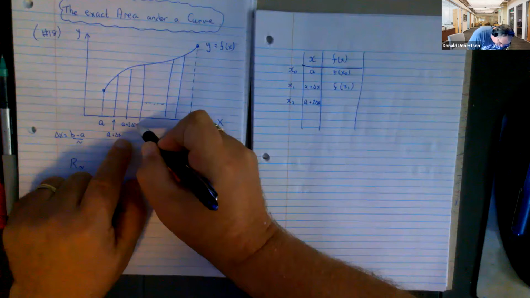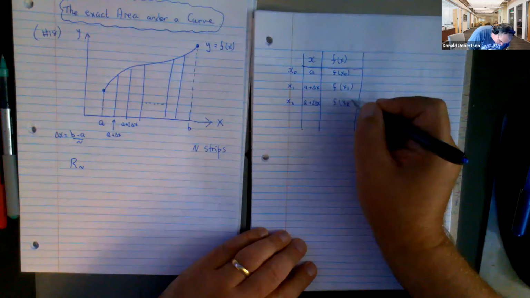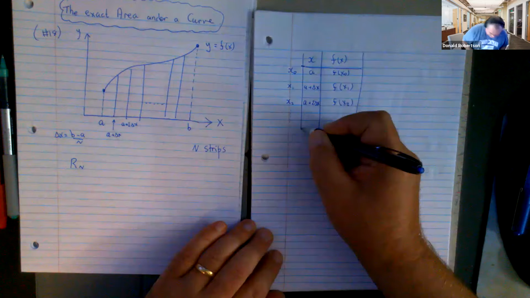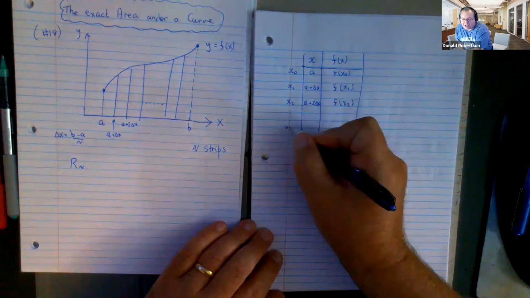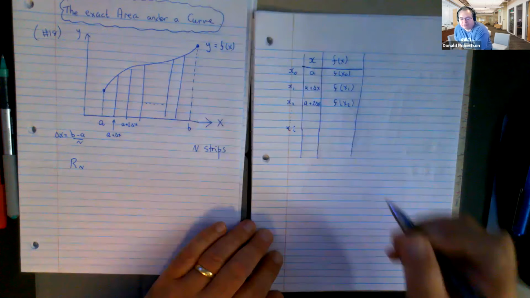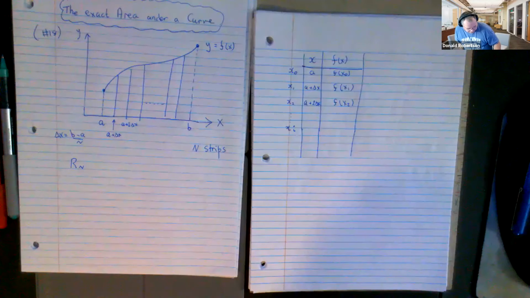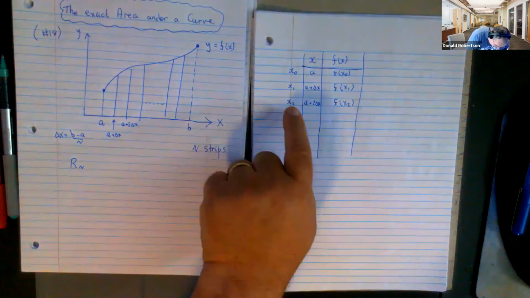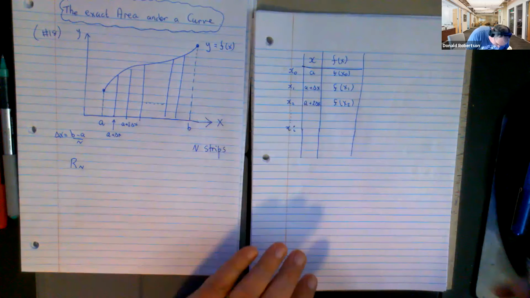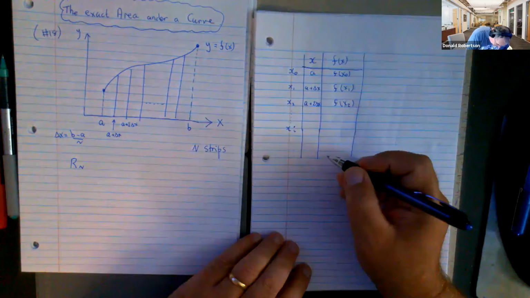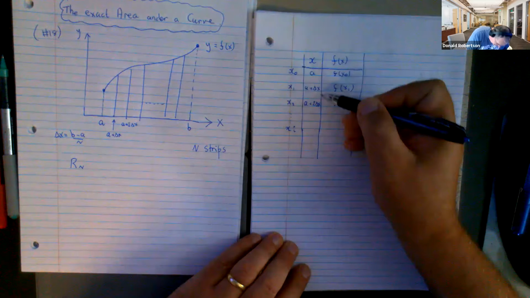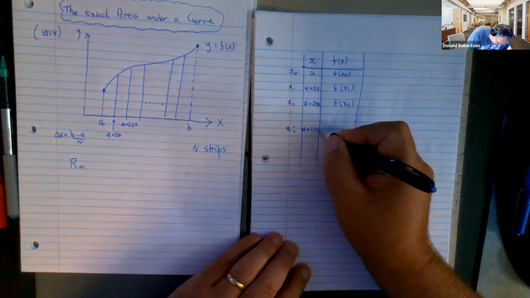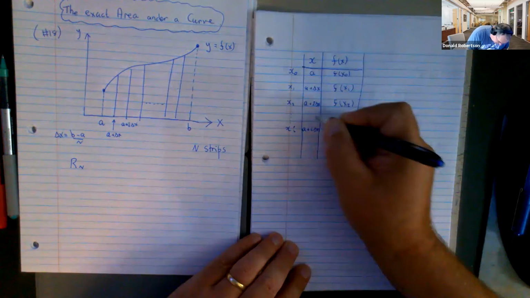Now I want you to imagine I kept on going. And I got to some random guy, which I'm going to call xi. Could have called it xk, I'd actually prefer xk, but never mind. xi. It's not the second or the third, it's the ith one. Now, if you look at this pattern, x1 is this guy, x2 is this guy. Do you see that xi would be A plus i delta x? And we'll call this guy f of xi. And then the last guy would be b.